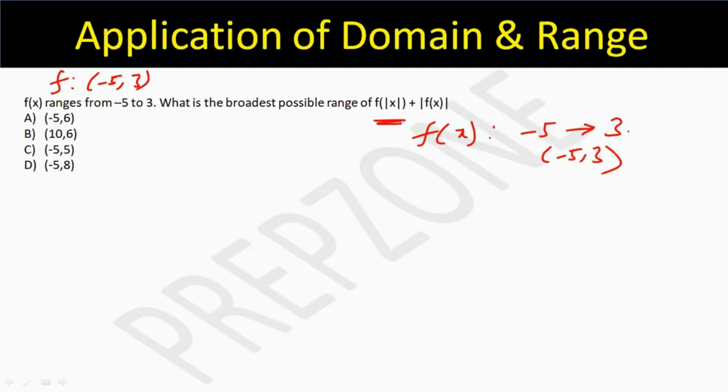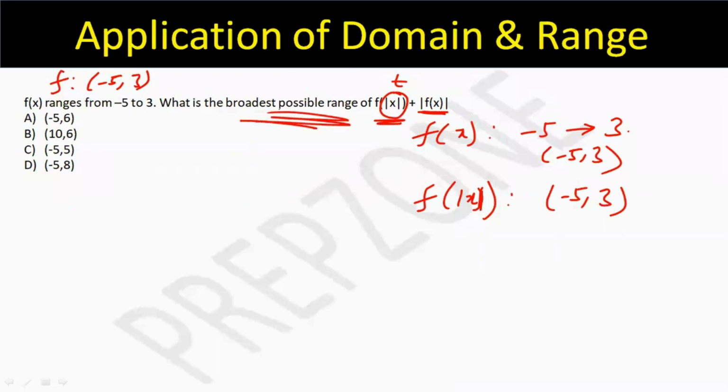Okay, so now I have to calculate f of mod x and mod of f(x). So what will f of mod x be? It's going to be the same, right? Because I can always assume mod x to be t. So this is nothing but f of t. So f of t will be nothing but minus 5 to 3 only, right? Because I don't know the mapping and it is asking what is the broadest possible range. It may not be true depending on the function, but yes, the broadest range is minus 5 to 3. Now it says mod of f of x. So f(x) was from minus 5 to 3. So mod of f of x will be what?